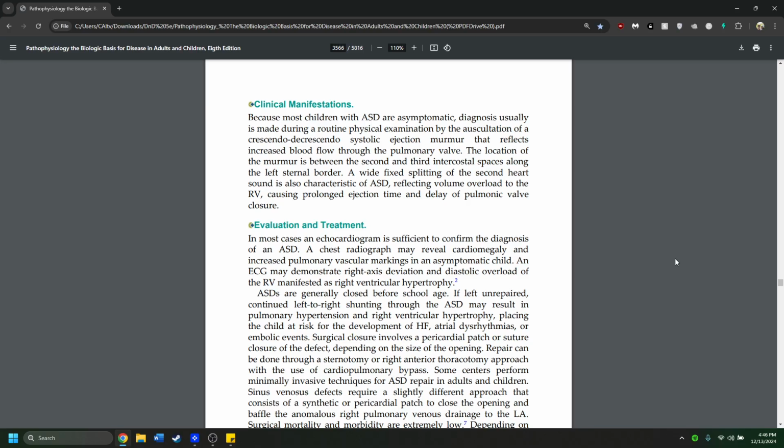A wide fixed splitting of the second heart sound is also characteristic of ASD, reflecting volume overload to the right ventricle, causing prolonged ejection time and a delay of the pulmonic valve closure.